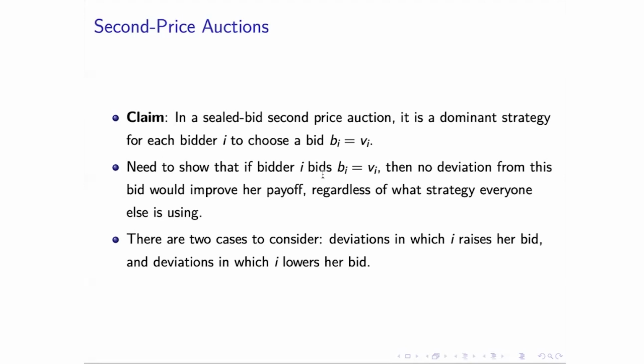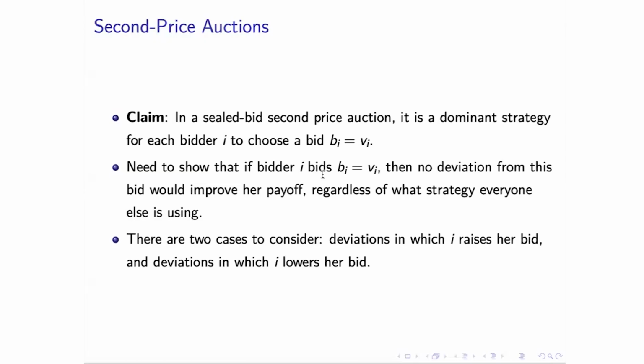In order to show this result, you need to consider any deviation from this bid, and show that in none of the deviations is the payoff going to be higher compared to bidding the true value. Again, this is regardless of whatever strategy everyone else is using. So how do you prove this? You have to basically consider two cases.